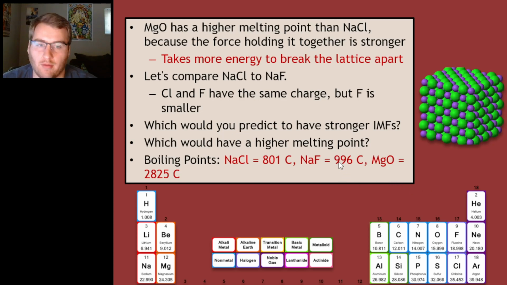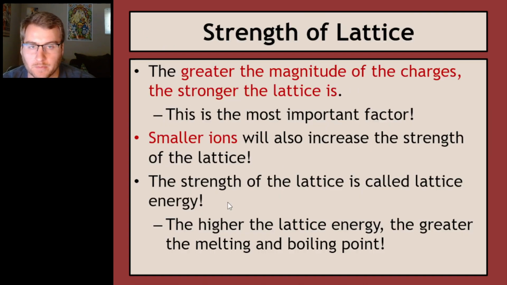Now, that's not a huge amount more. Here we have their boiling points. NaCl boils at 801 degrees Celsius, and sodium fluoride, with that slightly smaller fluorine atom, is 996. So it goes up a little bit because of the smaller atom. But if we look at MgO, with its +2 and -2 charges, that boiling point is way higher than the other ones. So having higher charges or smaller atoms will make your lattice stronger, but the higher charges are the dominating factor.